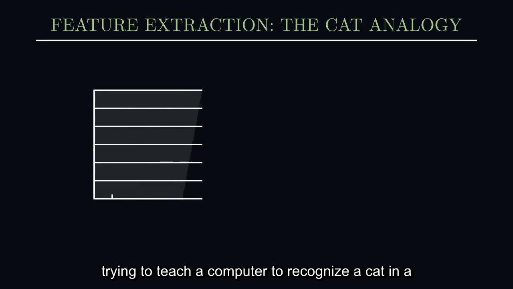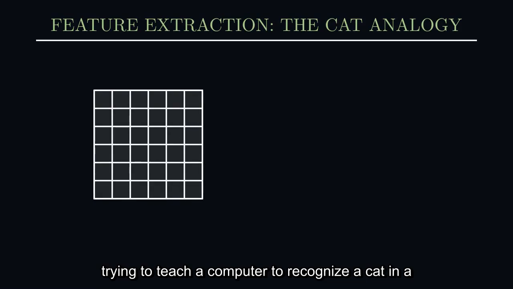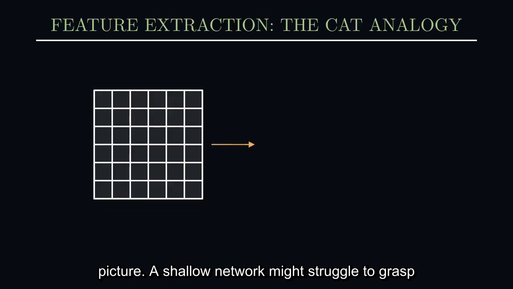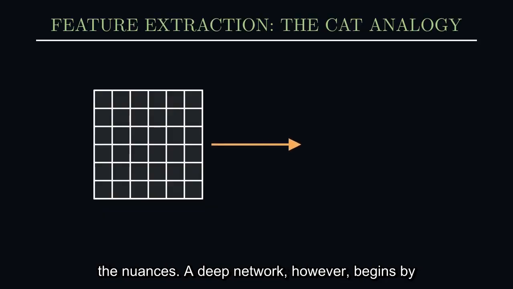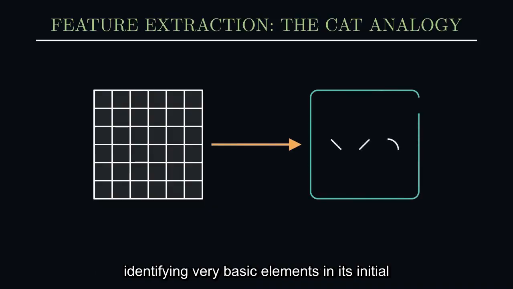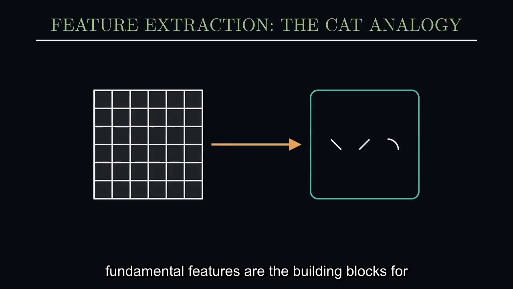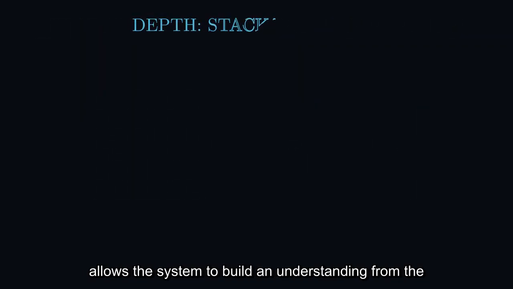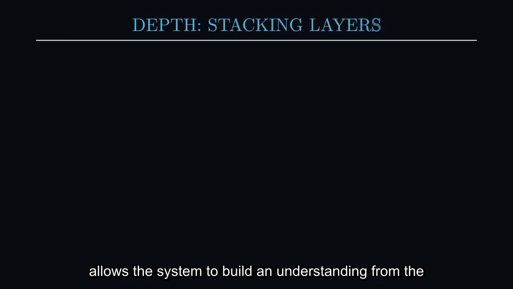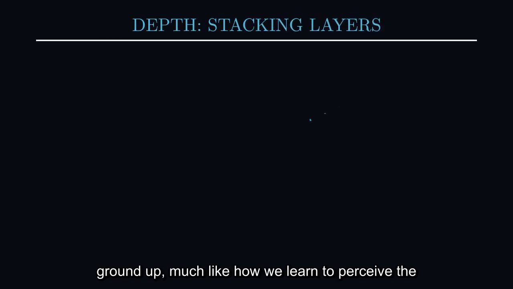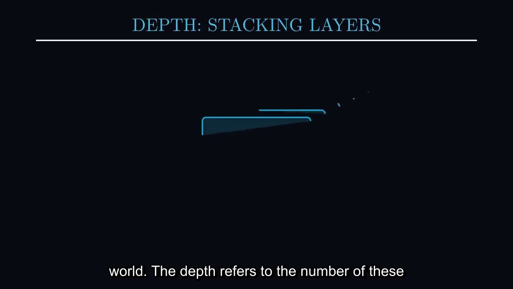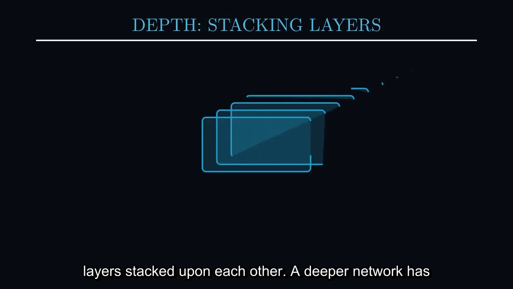Imagine you're trying to teach a computer to recognize a cat in a picture. A shallow network might struggle to grasp the nuances. A deep network, however, begins by identifying very basic elements in its initial layers: edges, corners, simple curves. These fundamental features are the building blocks for more complex representations. This layered approach allows the system to build an understanding from the ground up, much like how we learn to perceive the world. The depth refers to the number of these layers stacked upon each other.